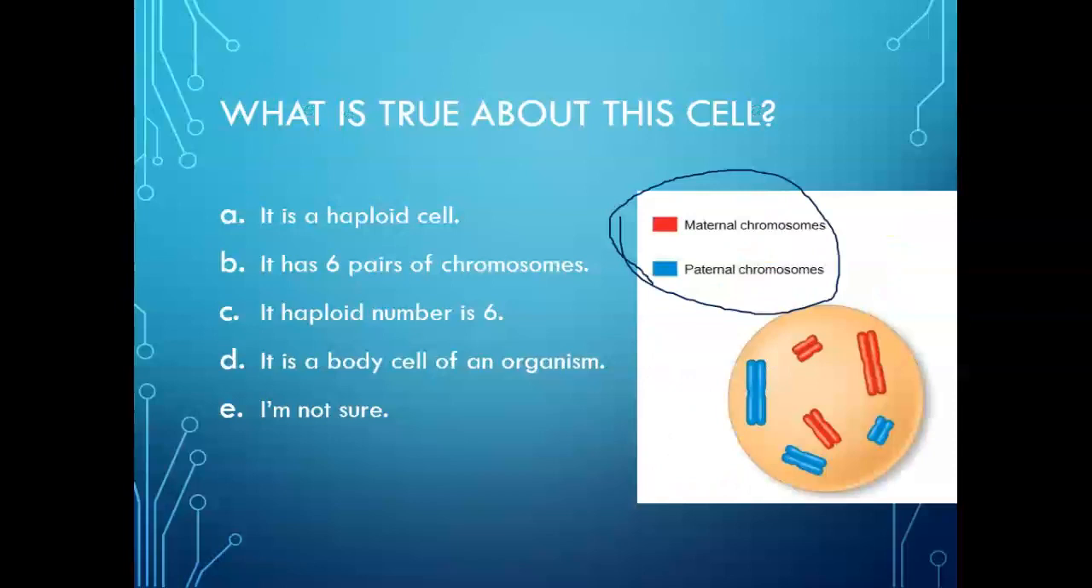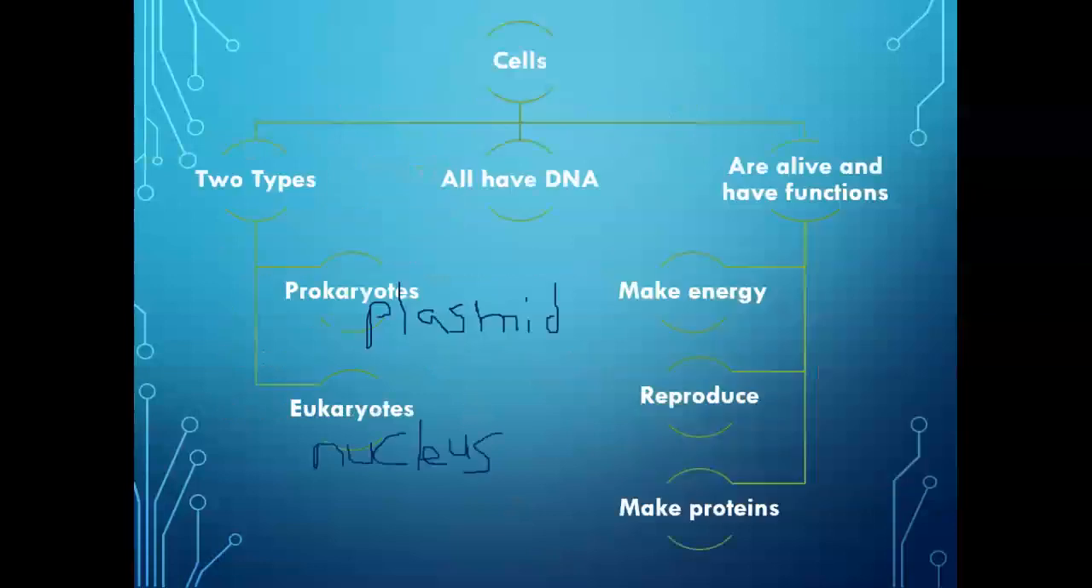Just to recap, when you're looking at a cell, what I want you to be able to do is identify from the last lesson. See how well you're feeling about this question here. Answer this question: what is true about this cell, keeping in mind what I've highlighted here for you, that this particular cell seems to have maternal and paternal chromosomes? I was practicing with my drawing tool on the PowerPoint presentation.